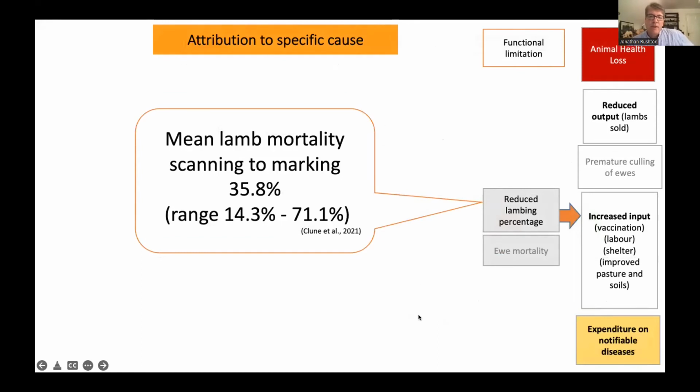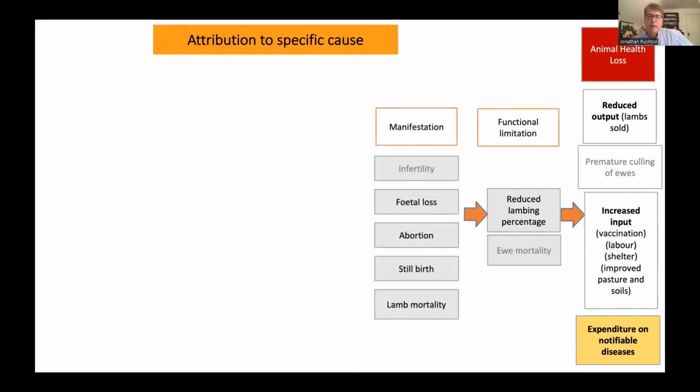And Megan and her team are taking this from a perspective where we could actually start to begin by thinking about a functional limitation in the system. So we could start by stating we've got reduced lambing percentage in a particular sheep system. These are data from Australia where we've got lamb mortality as high as 35%. What's causing that particular lambing percentage and that lambing mortality?